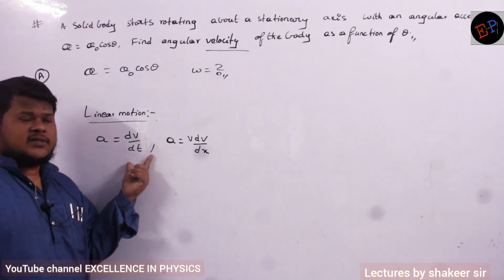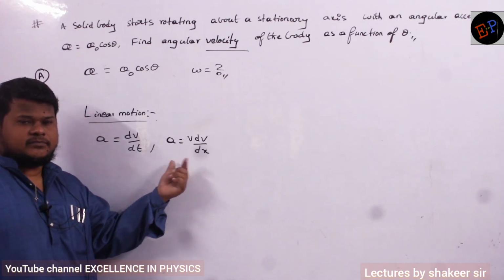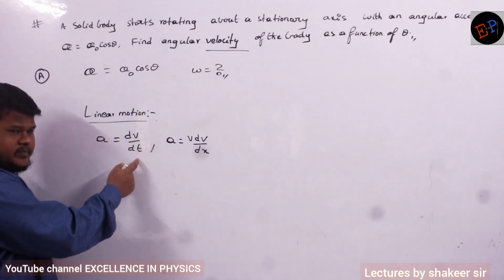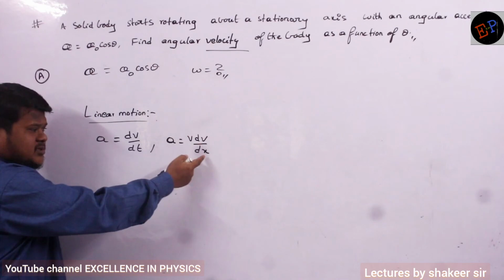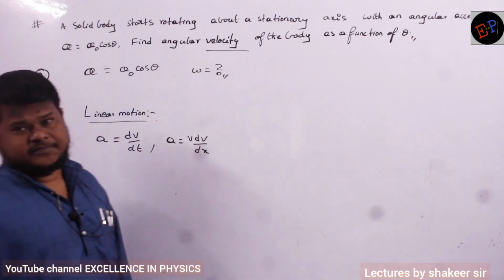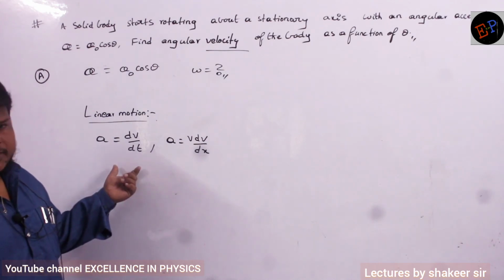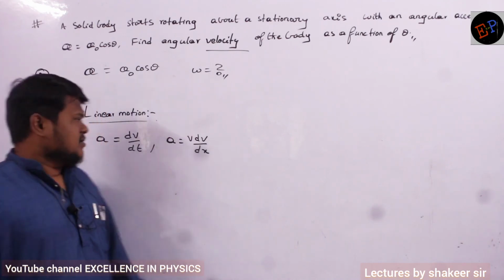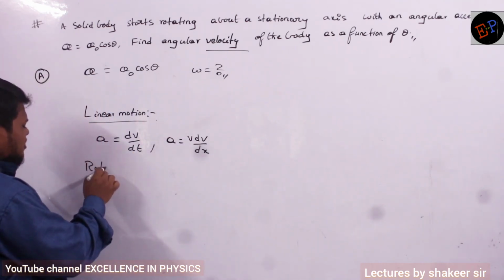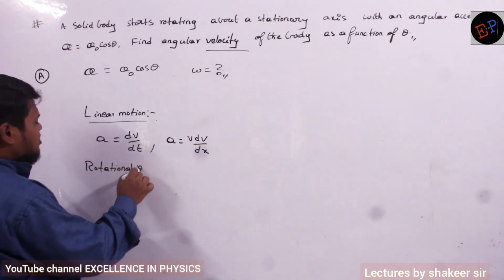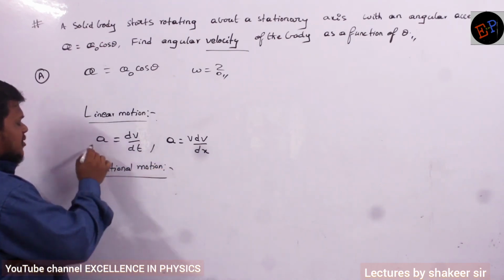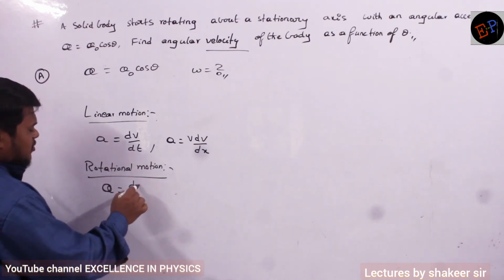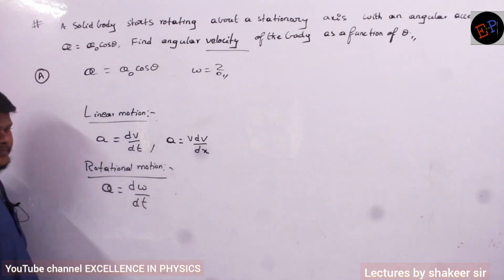We use this equation in which condition, and we use the other equation in which condition? We use this one when velocity is changing with respect to time, and this relation when velocity is changing with respect to position, displacement of the particle. If velocity is changing with respect to displacement, then we use this equation. Already we studied. Similarly, how can I write the same equations in rotational motion? Instead of a, I can write alpha. Clear, no? Instead of v, omega, divided by dt.